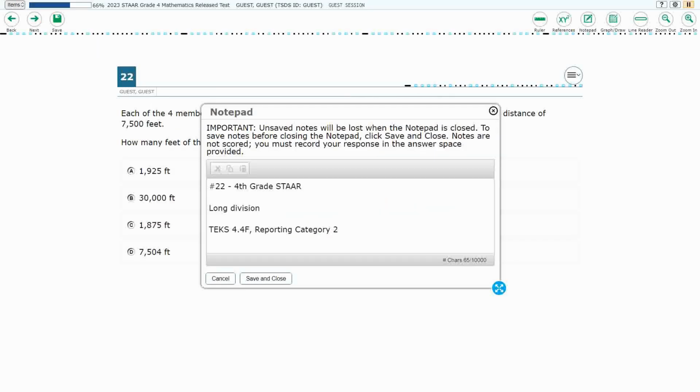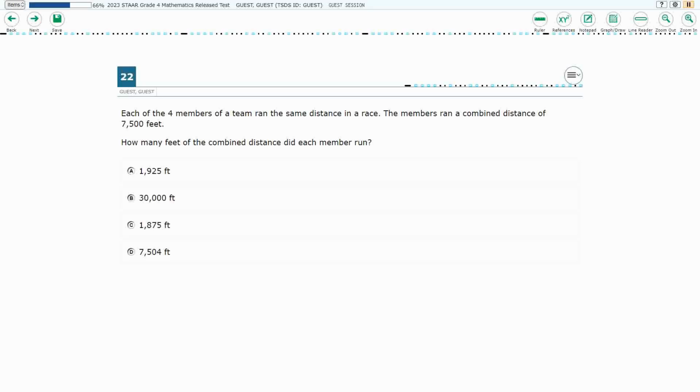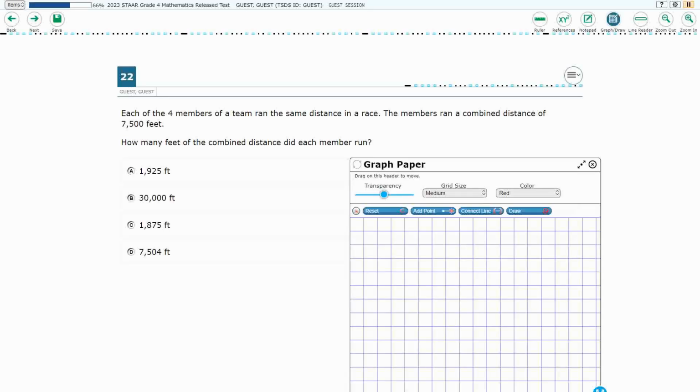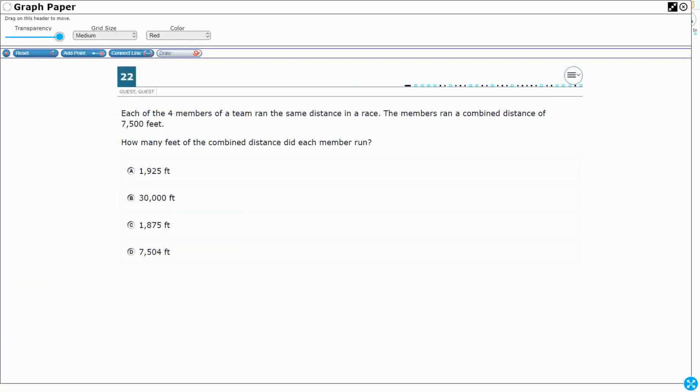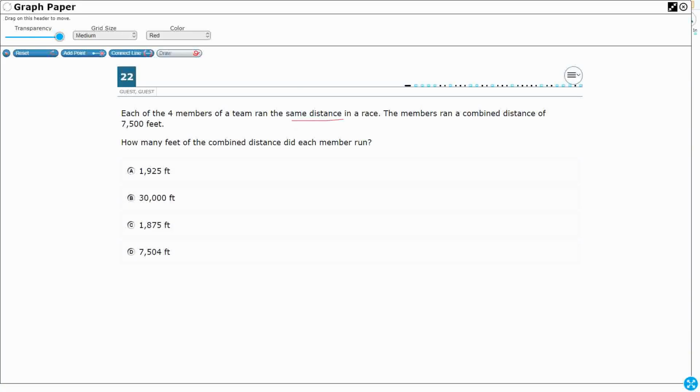For number 22, we are working with long division. This is TEKS 4.4F in reporting category 2. And so what do we have here? We've got our members of a team. There's 4 members of a team, and they ran the same distance. All right, when I see same distance, I'm thinking equal groups. That makes me think that I'm going to either multiply or divide. That's what equal groups lets me know we're doing. The members ran a combined total distance of 7,500 feet. Combined distance, so that's my total.